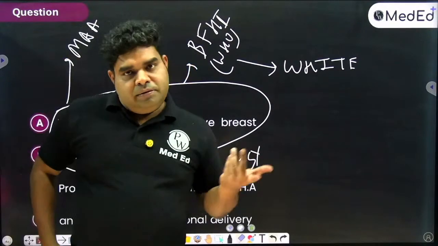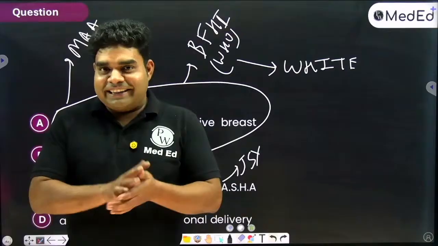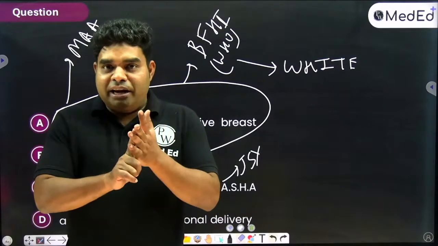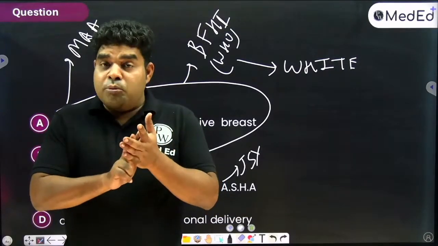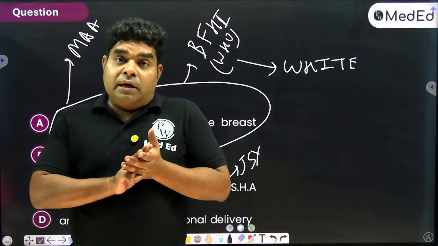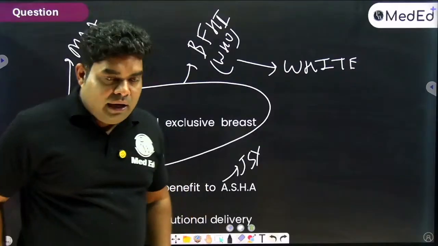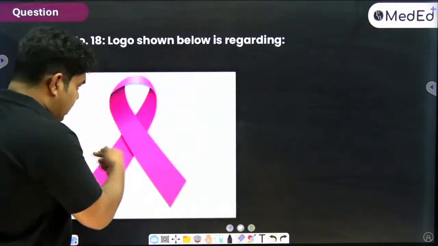So I hope you remember all the mother and child programs. Let's revise once. Black color Lakshya, white color BFHI, green color Anmol, blue color UNICEF, yellow JSSY, then incomplete mother child is Matru Vandana, and red color mother child is Anganwadi. Okay, so these images will come in the discussion.